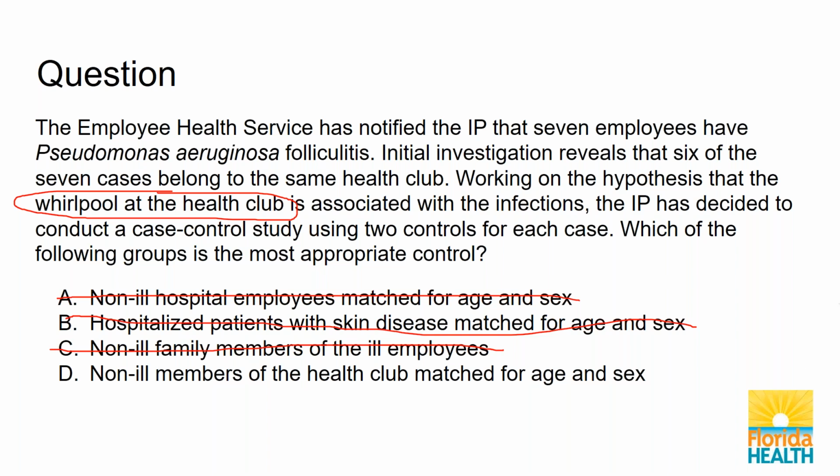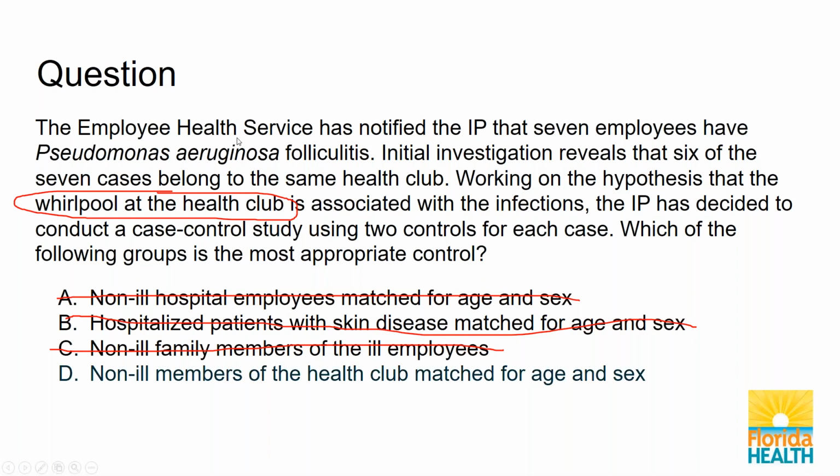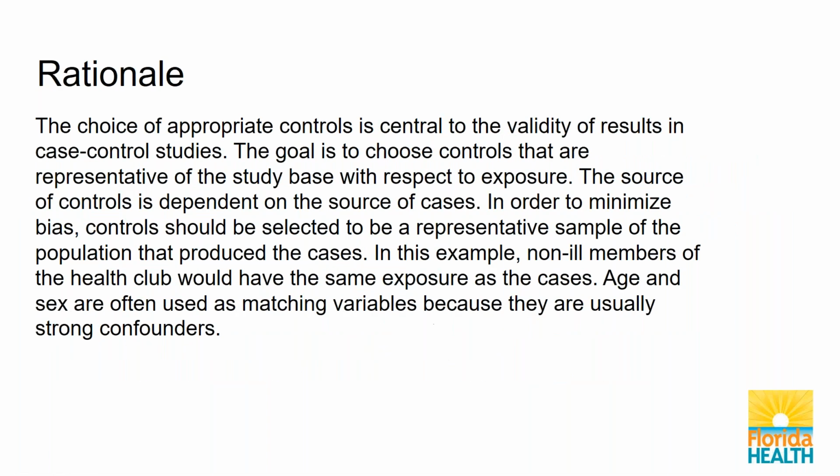Okay. So our correct answer is non-ill members of the health club matched for age and sex. The choice of appropriate controls is central to the validity of results in case control studies. The goal is to choose controls that are representative of the study base with respect to the exposure. The source of controls is dependent on the source of cases.